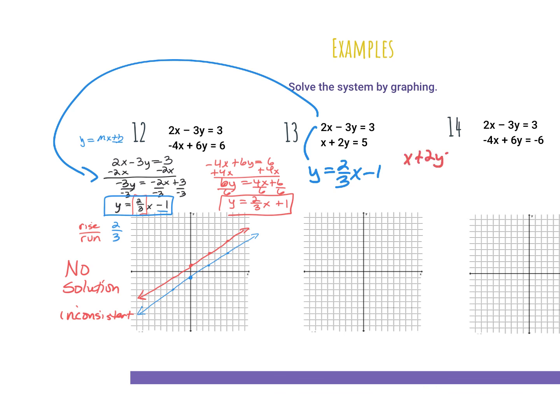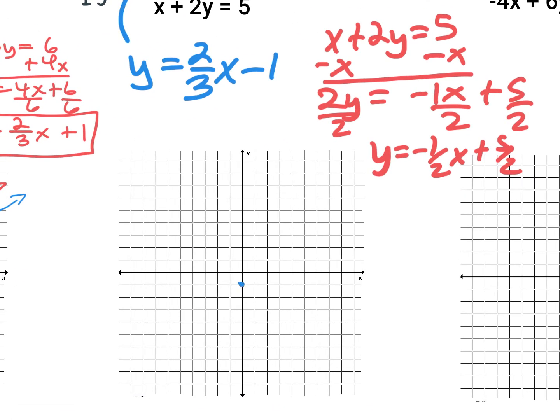So x plus 2y equals 5. I'm going to go ahead and subtract the x. 2y equals negative 1x plus 5, divide everything by 2, and my equation is y equals negative 1/2 x plus 5 over 2. So I'm going to start at 5 over 2, which is 2.5, and then I'm going to rise 1 and run 2. When it's negative, I'm going to go down 1. So let me go ahead and do the blue one first. Rise 2. Run 3. So this is my first equation. And now the second equation, I'm going to start at 2.5. And I'm going to go down 1 and to the left 2.